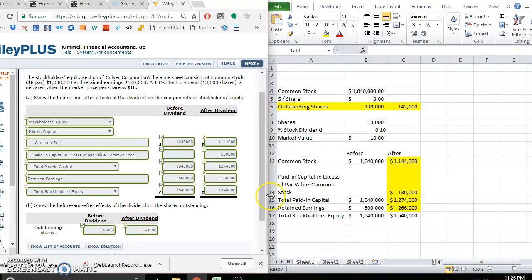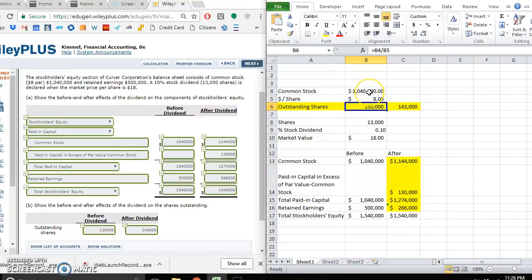So we're going to kind of work backwards. This is just dividing $8 into 1,040,000. So if you look at the formula here, you'll see 1,040,000 divided by 8, and we get 130,000. So if you look over here on our actual Wiley before dividend, that's how we get our outstanding shares.